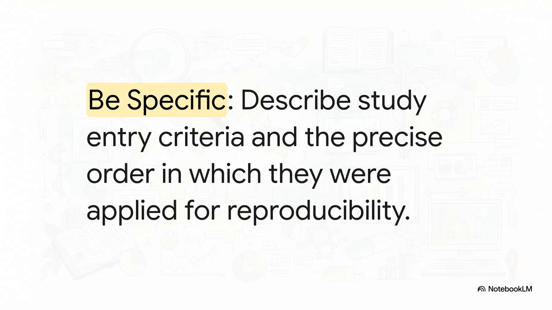And the guideline doesn't stop there. When it comes to your study population, you have to be incredibly specific. Item 6.1.a says you need to describe not just what the entry criteria are, but the precise order you applied them in.